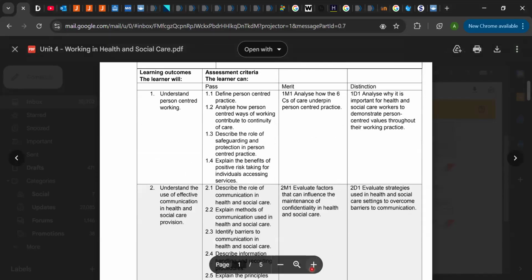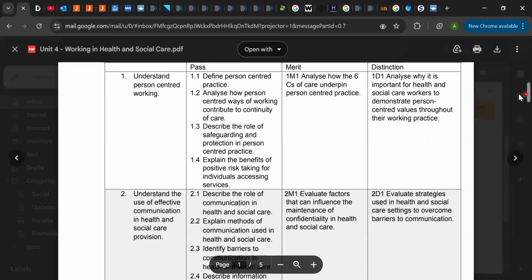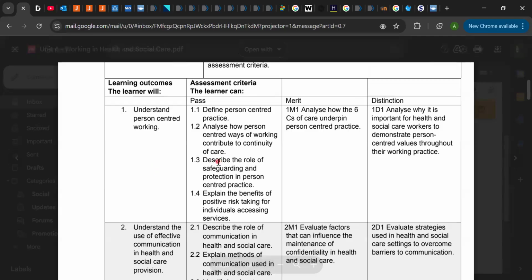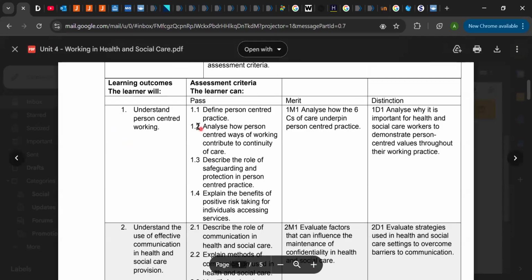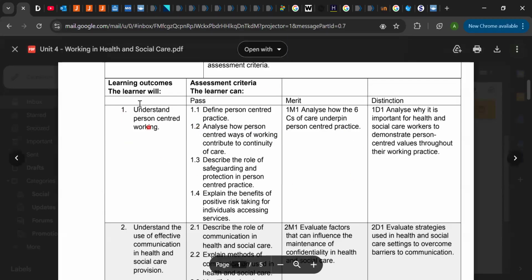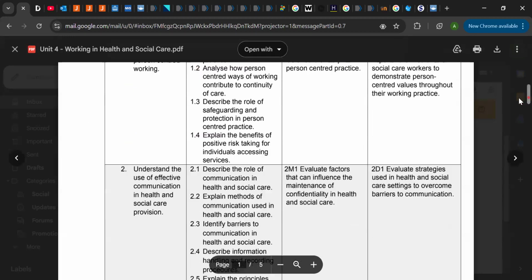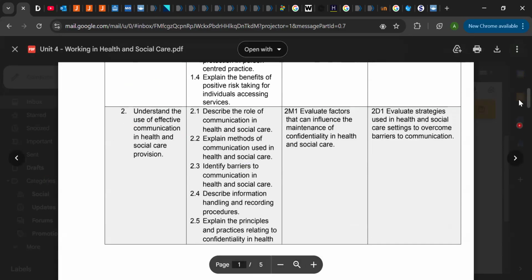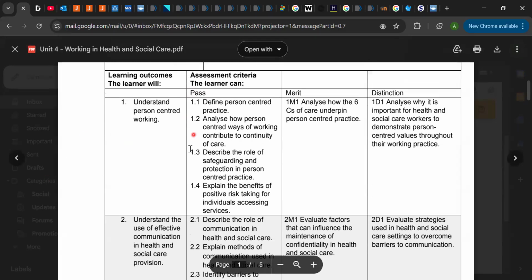So what are we expecting from you? That is what you want to know, okay? In this whole unit, we take you through person-centered working. This is what we will work on, and this is your assessment later on, but we are focusing on what you'll learn. So the first learning outcome will be working on person-centered approaches.